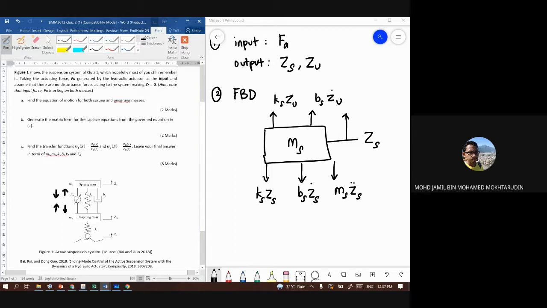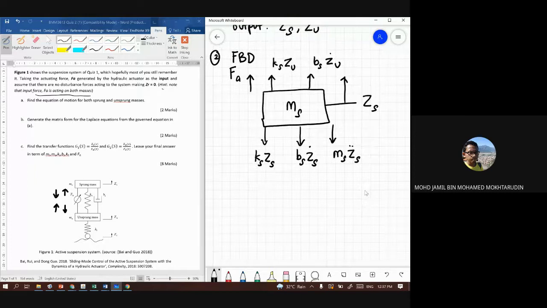So if the force Fa on the sprung mass is assumed going upward, then the force on the unsprung mass will go downward. Okay, because the hint already gives that the force acts on both of the masses, not only on one mass. So here we assume Fa acts on Ms by pushing it upward. So we have one upward force Fa here.